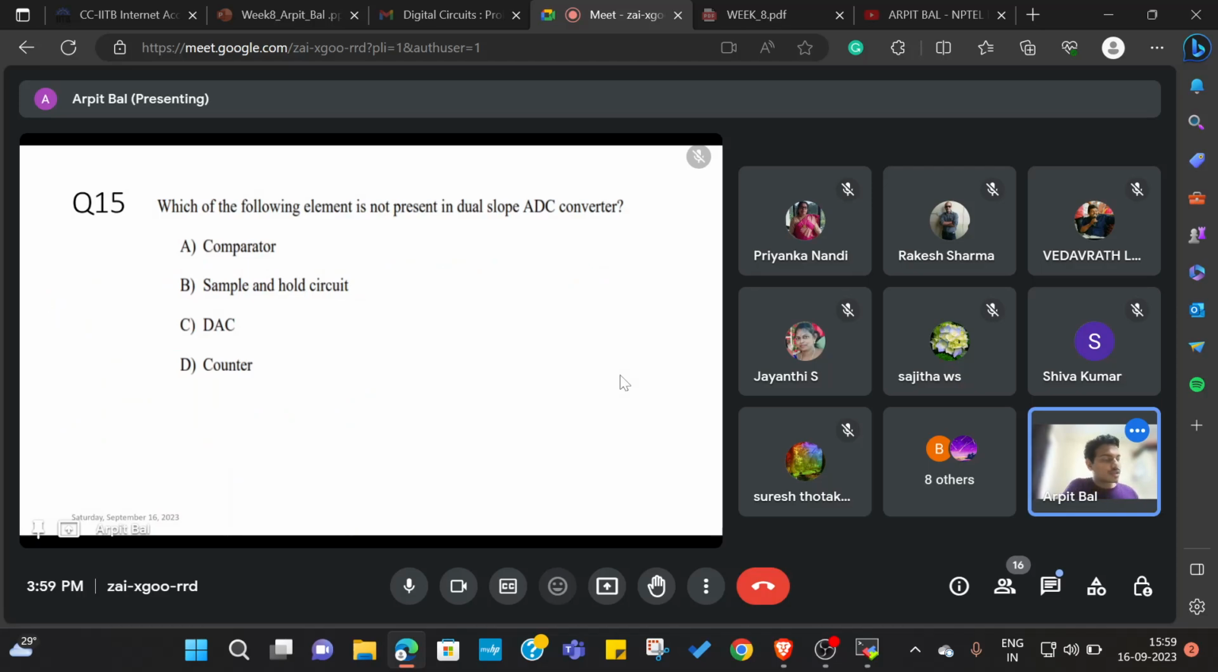Okay. So in a dual slope ADC, which of the following elements is not present?